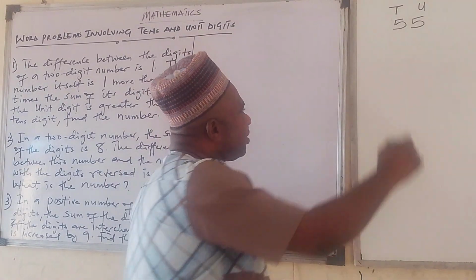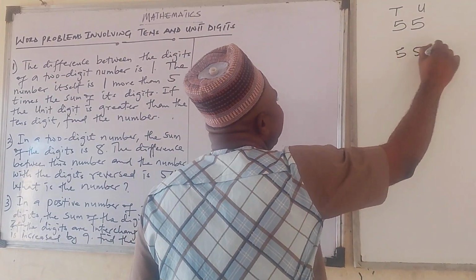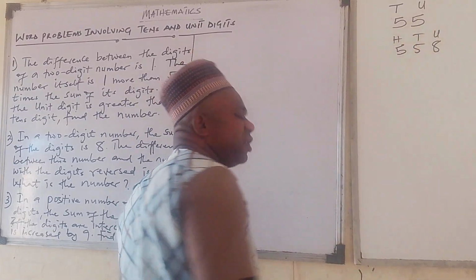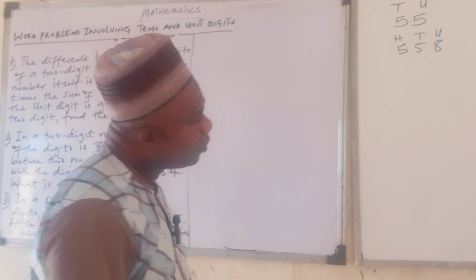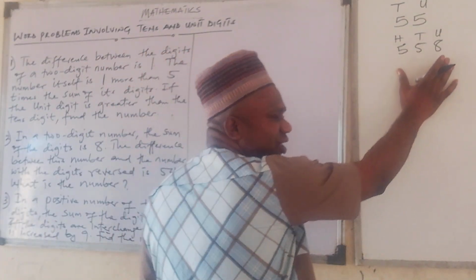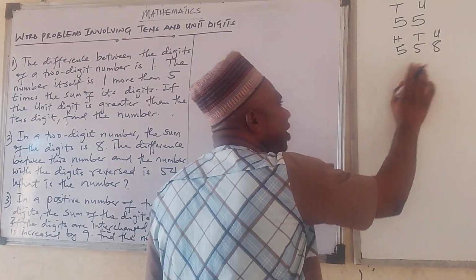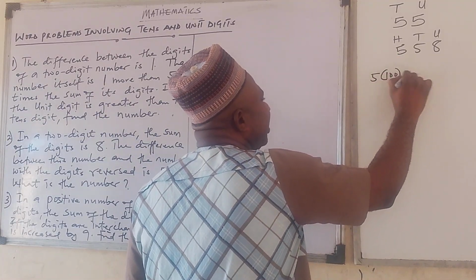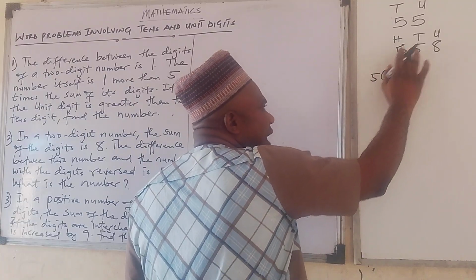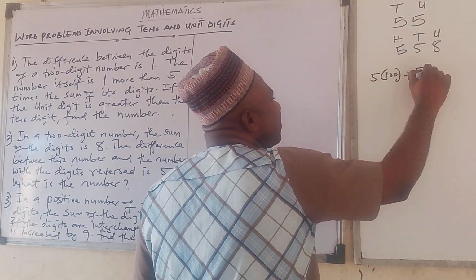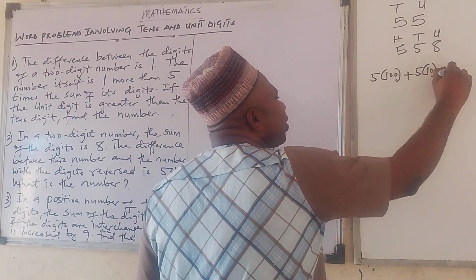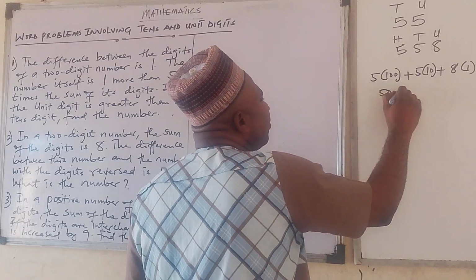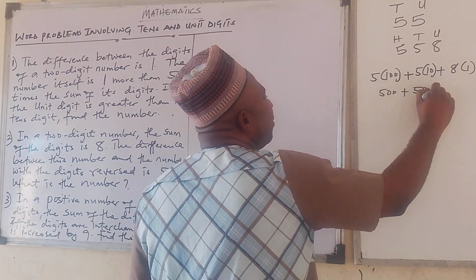Now, if you have it like this, 558, here we have hundreds, tens and units. These are the digits. The 5 in the hundreds position means 5 times 100. For the tens, we have 5 times 10, then plus for the units, we have 8 times 1. So if you bring this out, you have 500 plus 50 plus 8.